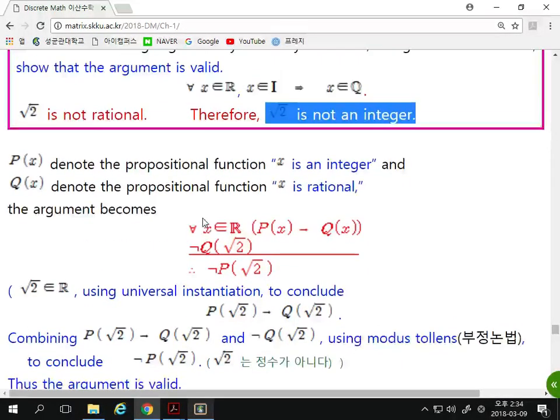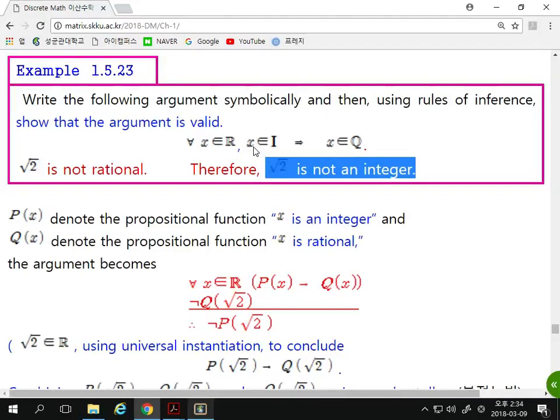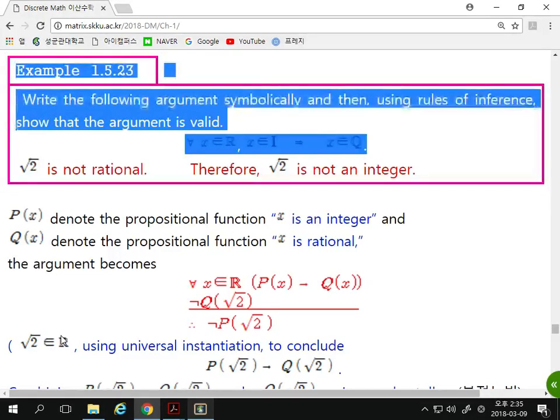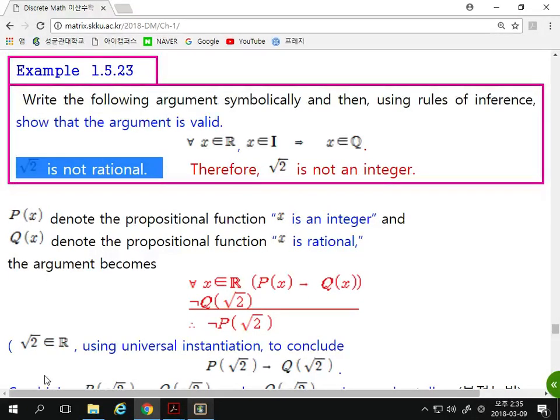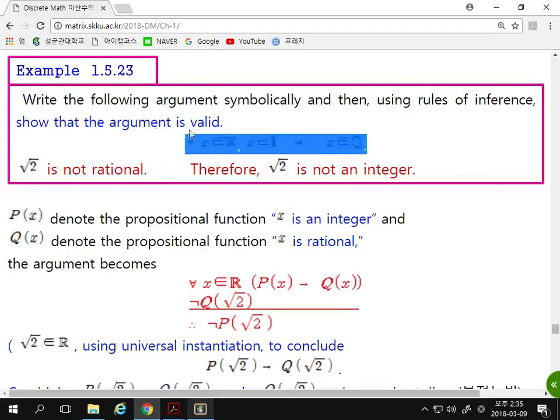Here is the argument. Which means if a real number x is an integer, then it is a rational number. 정수면 유리수여야 된다는 sentence를 가지고 이걸 이용해서 루트 2가 integer가 아니라는 걸 보이는 거예요. But we know root 2 is not a rational number. Therefore, it cannot be an integer. If root 2 is an integer, it should be a rational number. But root 2 is not a rational number, so it cannot be an integer. 무슨 말인지 알겠죠? 이것이 true라 그러면 루트 2는 integer number가 될 수 없다. 왜냐하면 루트 2는 rational number가 아니기 때문에.